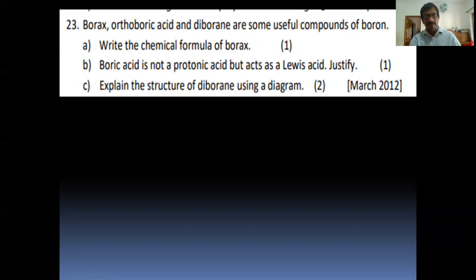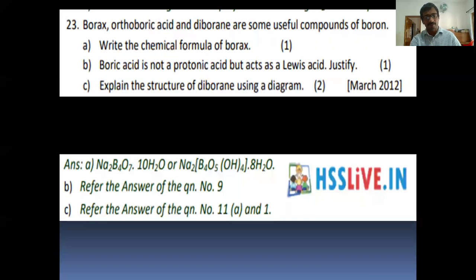Borax, orthoboric acid, and diborane are some useful compounds of boron. Write the chemical formula of borax, Na2B4O7. Boric acid is not a protic acid but acts as a Lewis acid. Justify. Told it several times. Explain the structure of diborane using diagram. Repeated questions. Borax, when you write the formula, you write Na2B4O7.10H2O. Water of crystallization is also present along with it. Therefore, if you are asked to write the molecular formula of borax, you have to write Na2B4O7.10H2O. The other structure is difficult to remember. You study this one, Na2B4O7.10H2O.